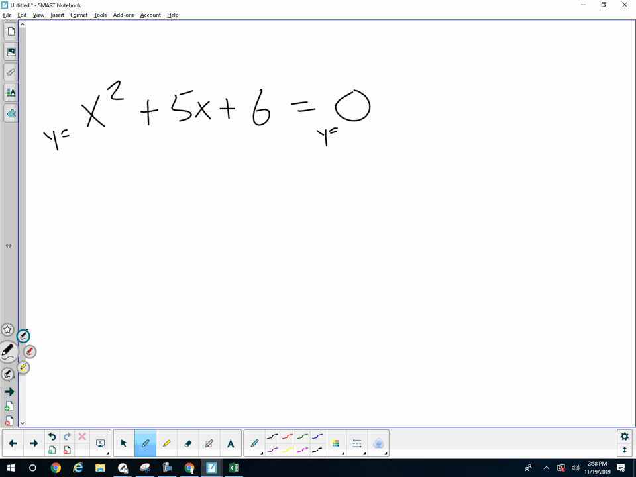What would be a quicker way to solve this equation? Who cares? Just get out a piece of paper. I don't care what you have. What is a quicker way to solve this equation than graphing?